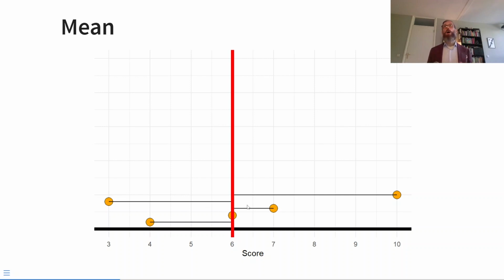Well, those distances are the deviations. So if we want to calculate how long this distance is, we just take this score and subtract the mean. This score is 3, minus 6 is minus 3, and this score is 4, minus 6 is minus 2. So in total we have minus 5 deviations on the left side of the mean. This score is 10, minus 6 is 4, and this score is 7, minus 6 is 1. So on this side we also have in total 5 points of deviations on the right.